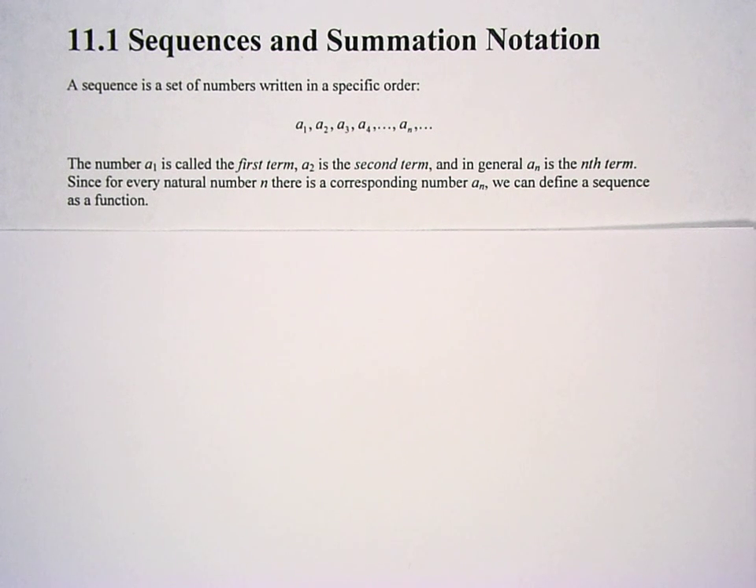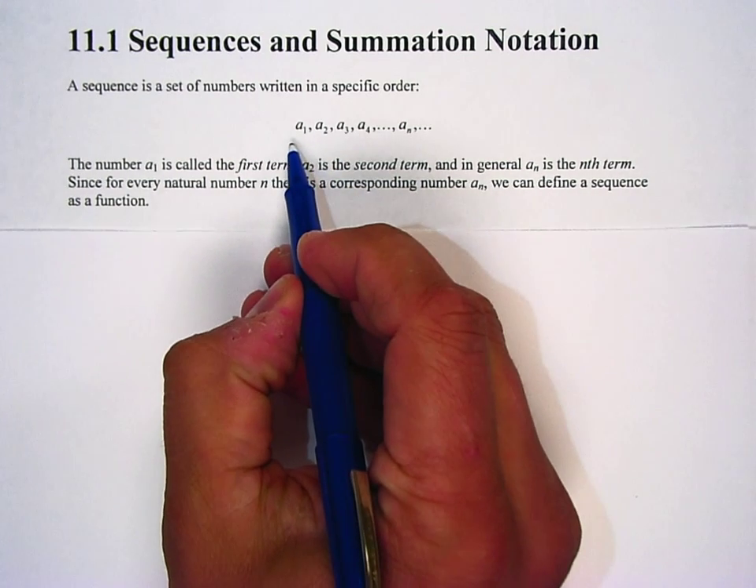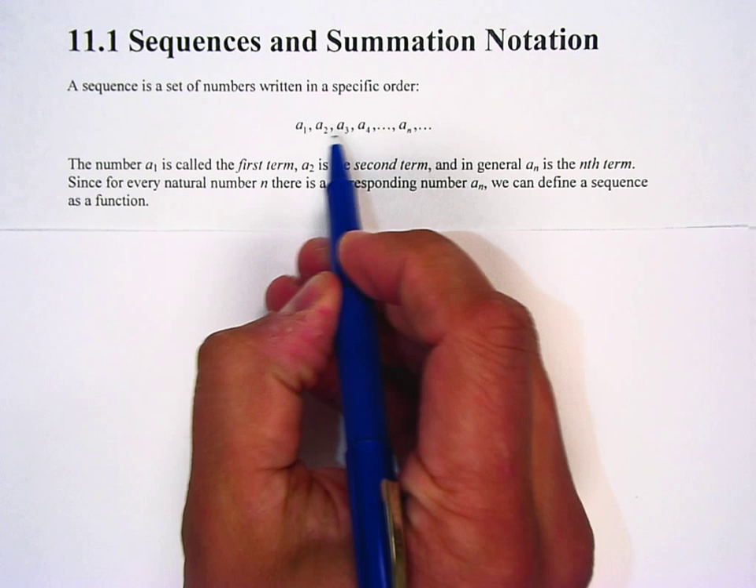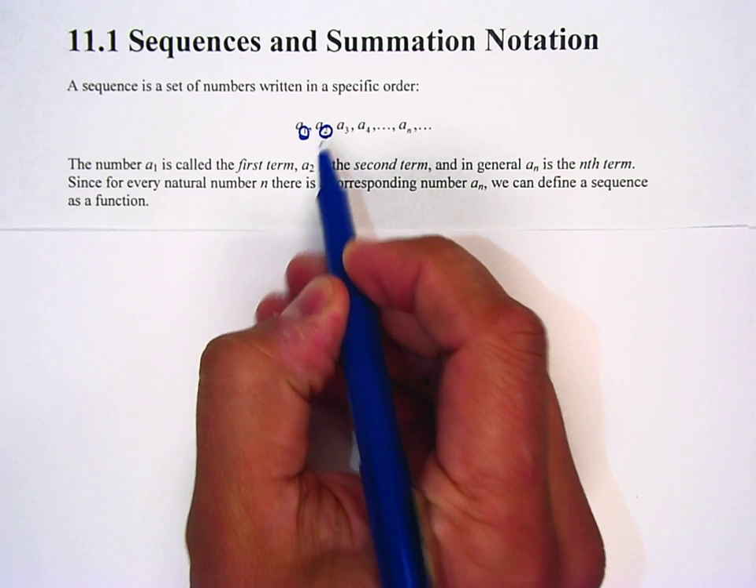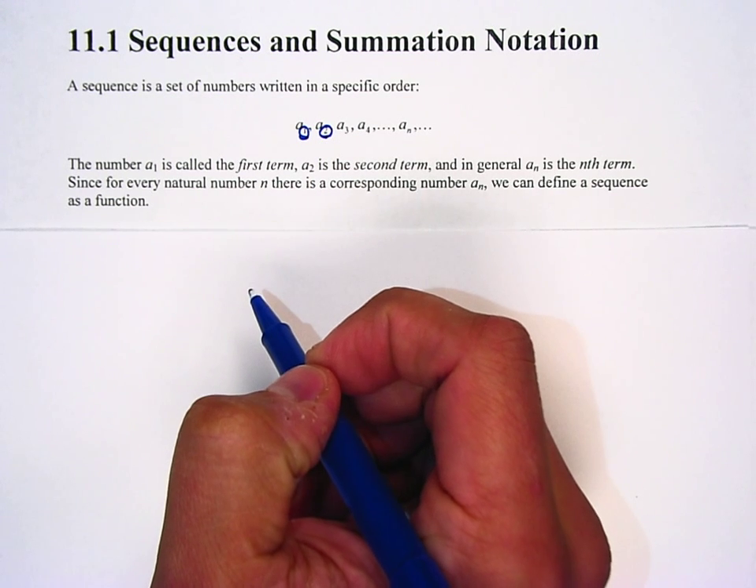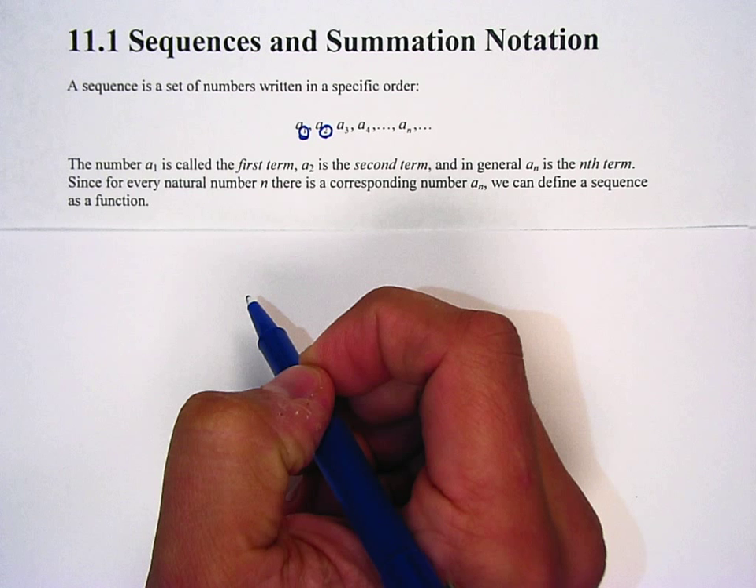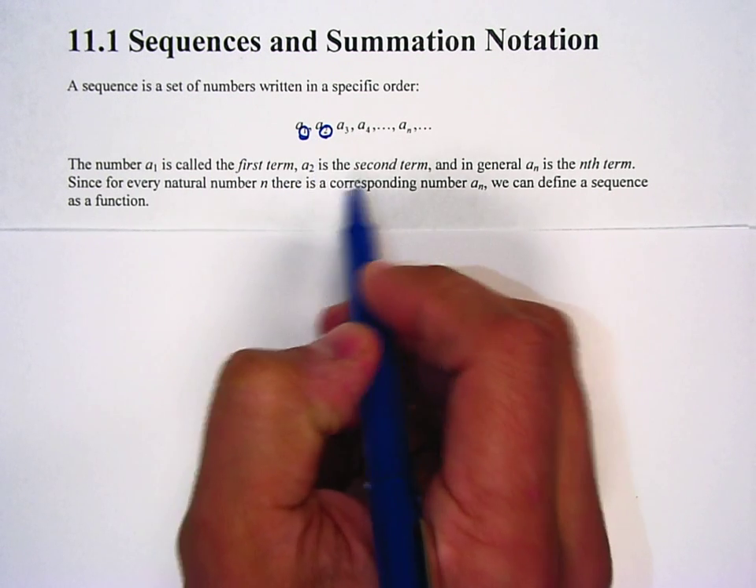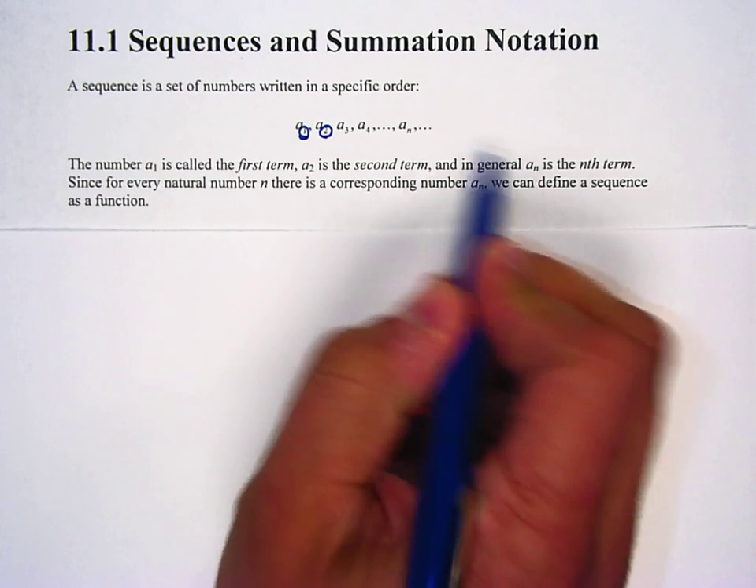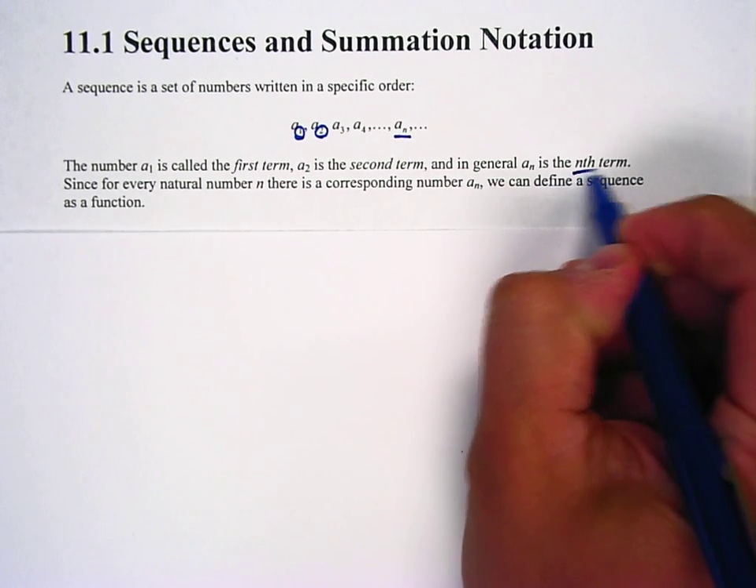So a sequence is basically a set of numbers written in a specific order. They're going to have some sort of pattern. Some of you guys might find this pretty easy. I hope you do. We look at each pattern, such as A1, A2, A3. This little number here, the 1 and the 2, that's called the index. That just tells us what term it is. A is a general letter that we use for that term and kind of go from there. So A1 is the first term, A2 is the second term, A n is the nth term.